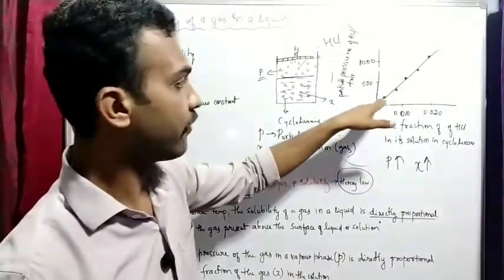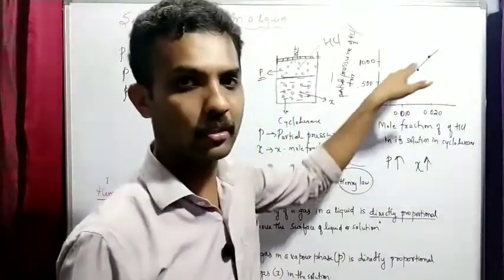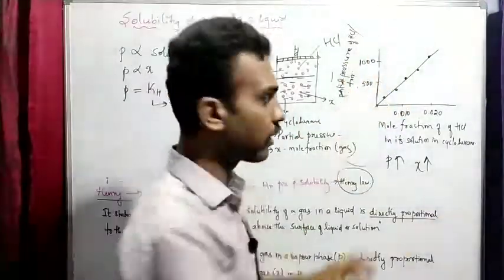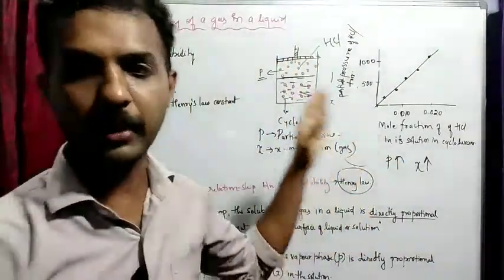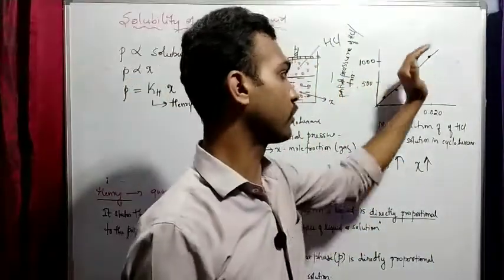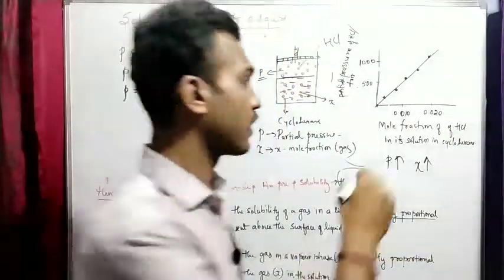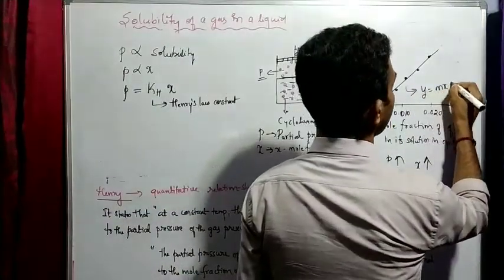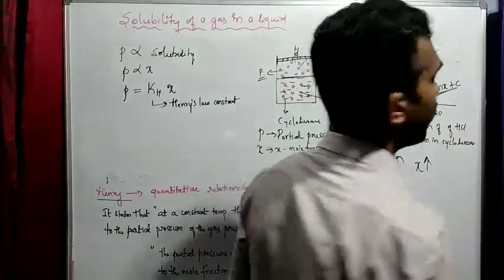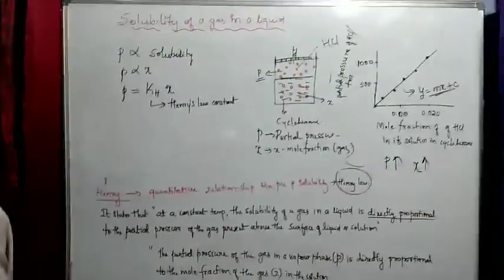Now if I join all the points here, what am I getting? A line which is passing through the origin. You are getting a straight line passing through the origin. If you get such lines, we call it y equals mx plus c, right?